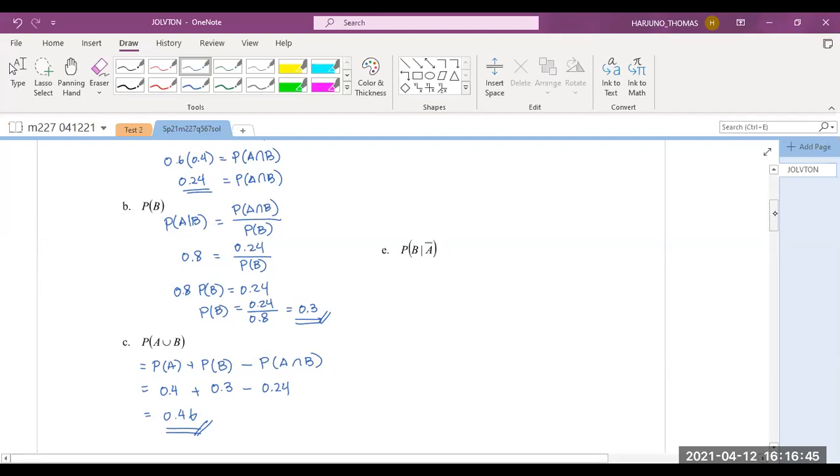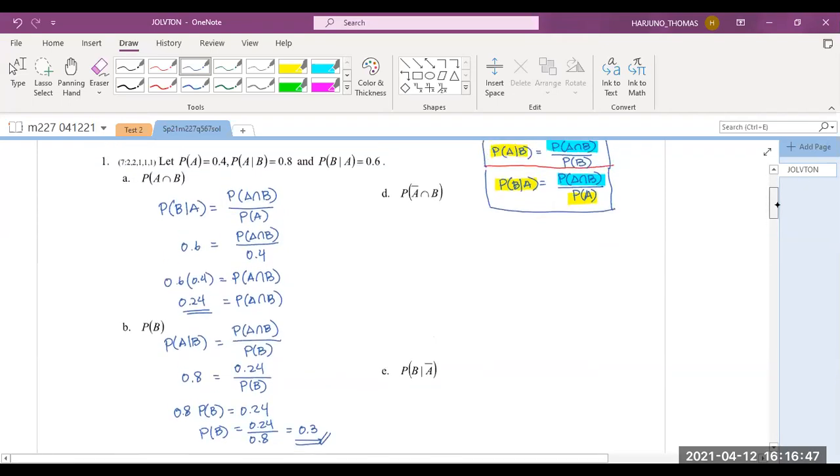Now let's go on. Part D. What is the probability of outside of A but inside of B? That's the probability of all B minus the probability of the intersection. Inside B but outside of A, right? So you take everything in B first and then you subtract the probability of the intersection. The probability of B is 0.3, the probability of the intersection is 0.24. That is 0.06.